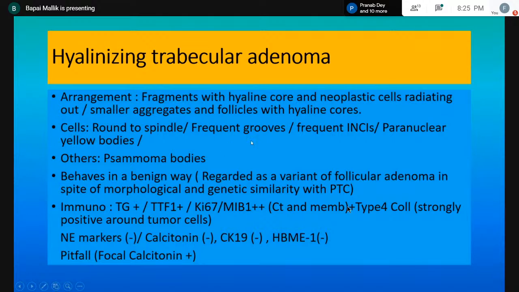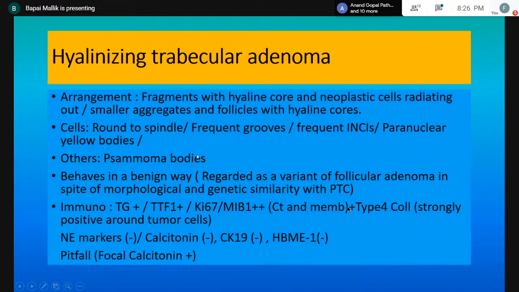They show frequent grooves, and that's where all the confusion begins. Frequent grooves, and look at this. Frequent intranuclear cytoplasmic inclusions. So if you have to think of one lesion which is not technically malignant, and it shows the most number of intranuclear inclusions, this would be the variant. So if you see a lot of intranuclear inclusions and you have made a mistake, it might be a hyalinizing trabecular adenoma. And there is something called paranuclear yellow bodies which may be seen. They can also show a lot of psammoma bodies.